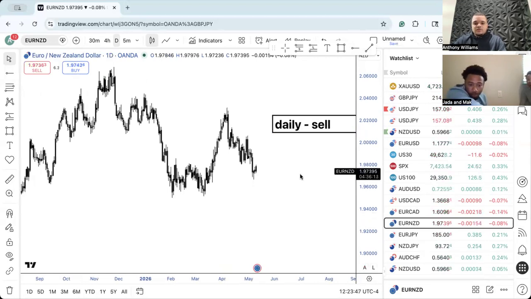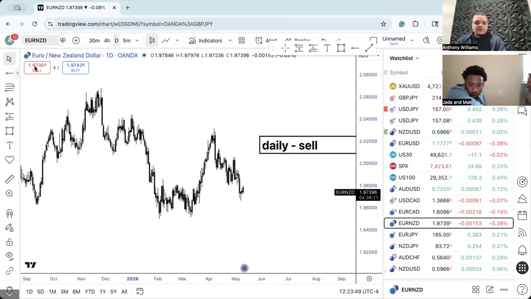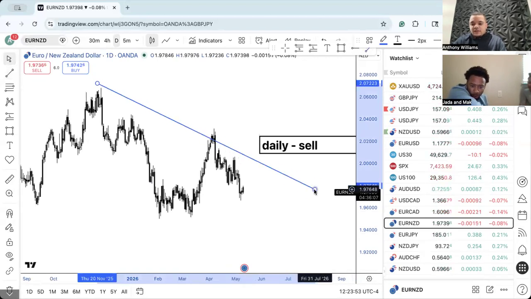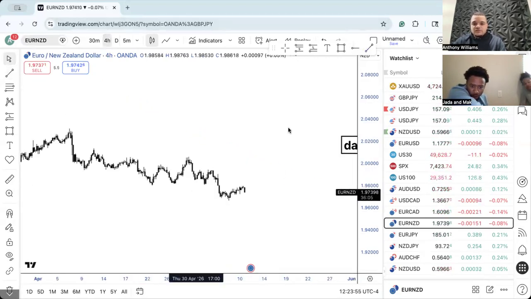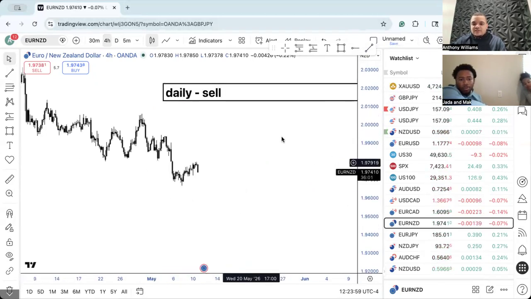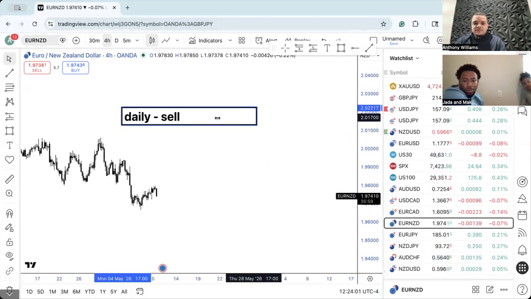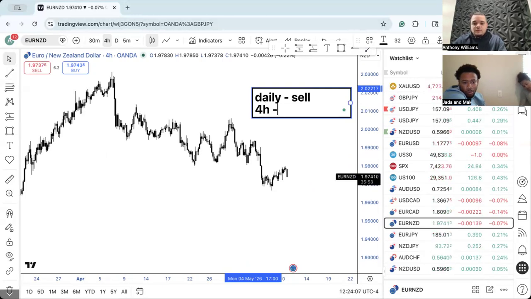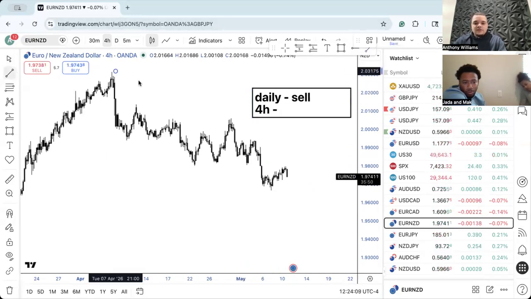Why are you selling? Because you see the lower lows, lower highs. It's going in a downtrend. Yeah, so we don't need to stay on daily for long at all. Just go down to the 4 hour. You really don't even have to make this, but it's just easier to follow. All right, so we're going to put 4 hour, and we still see our sales.